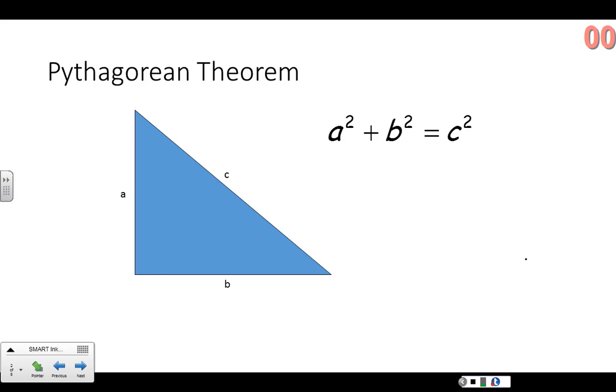If you're given a right triangle, that means a triangle that has a right angle, a 90-degree angle. You have two short sides and a long side. The two short sides that make up the right angle are called the legs of the right triangle, and the longest side across from the right angle is called the hypotenuse.